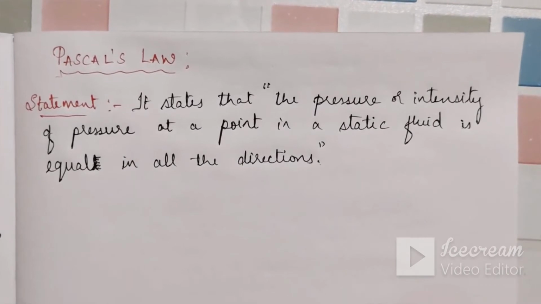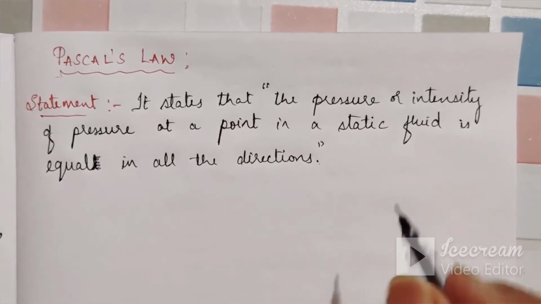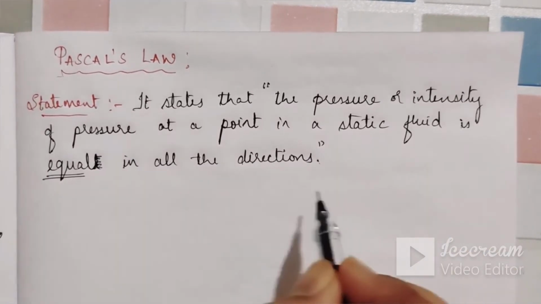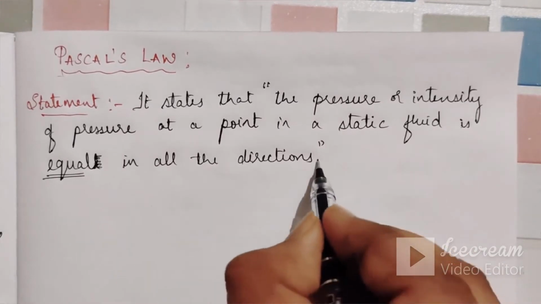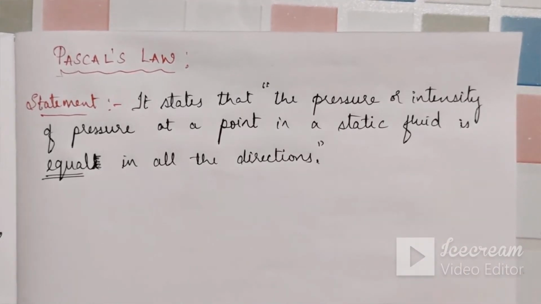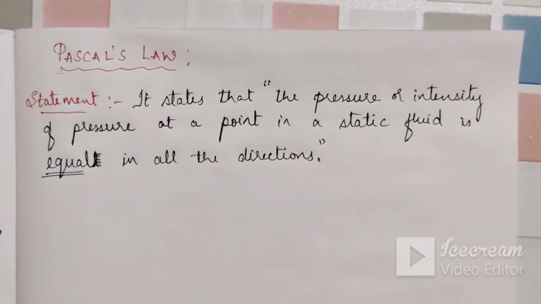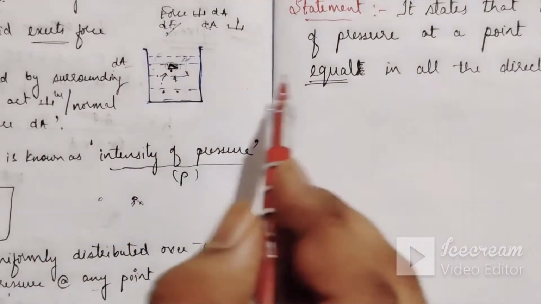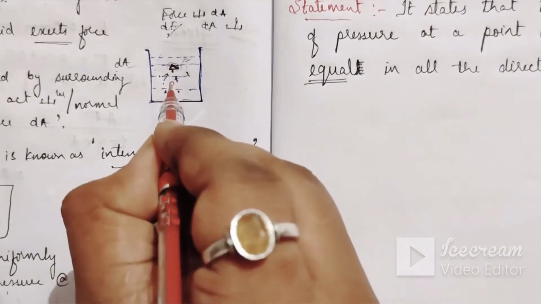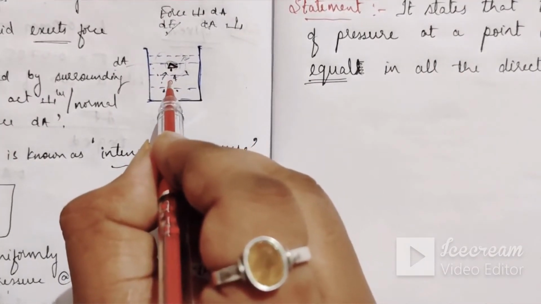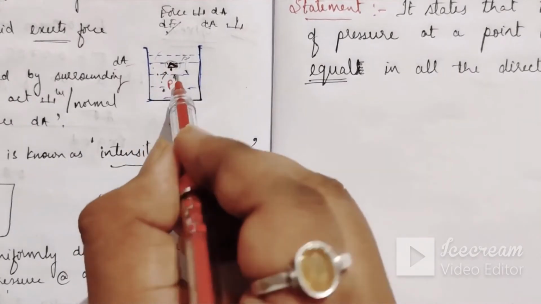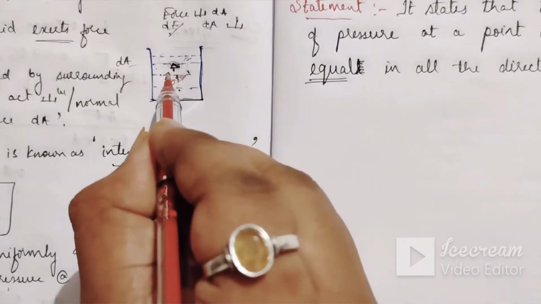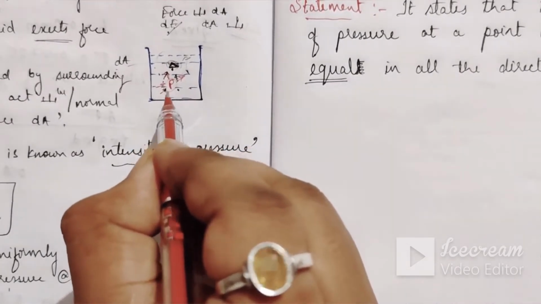So what does it state? It states that the pressure, or intensity of pressure, at a point in a static fluid is equal in all the directions. Okay, we have to prove that. The pressure or intensity of pressure at a point, if P is acting here, in a static fluid, it is equal in all the directions.